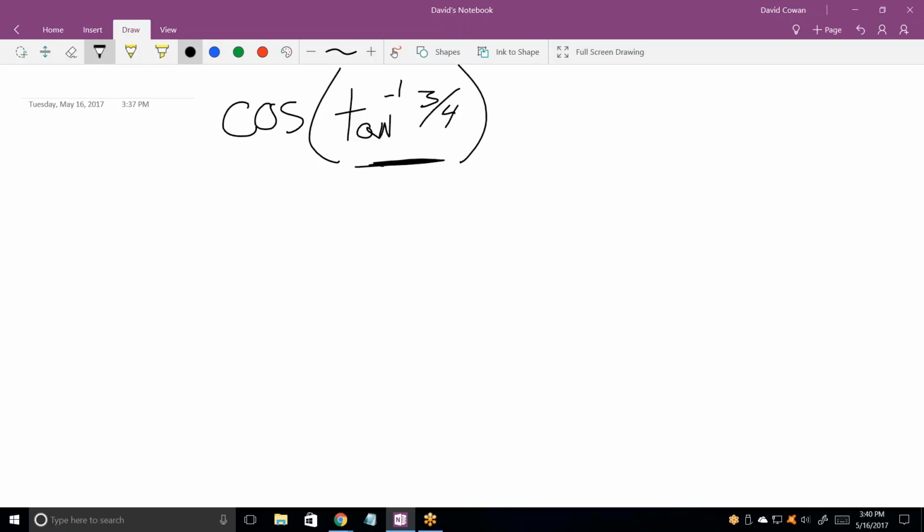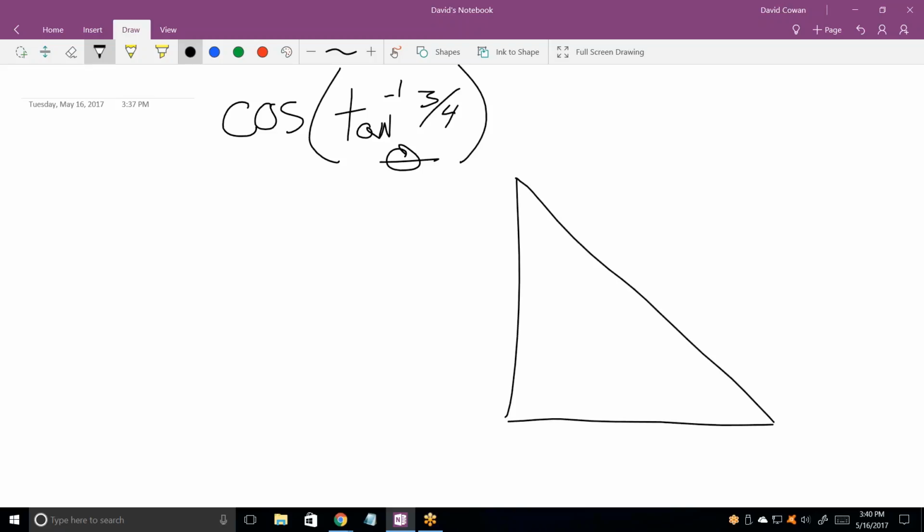That is an angle. It's important to realize that. You take inverse trig functions of ratios to get angles. So that's some angle theta. So we're really saying, what's the cosine of theta? Now, when you can bring it down to that, draw your triangle, label theta.